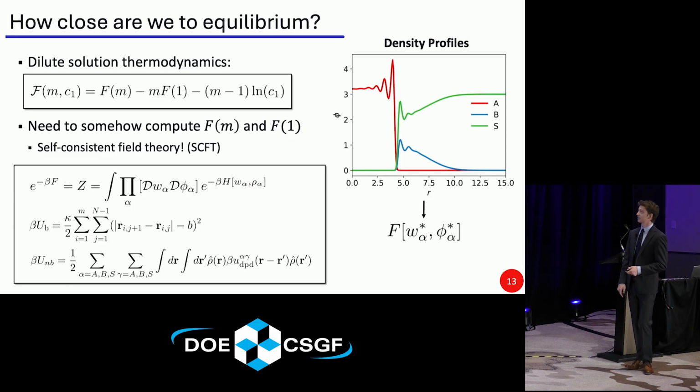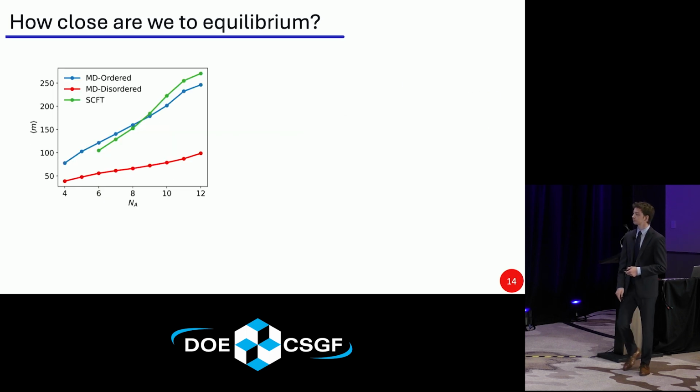But the main output of this is that you can get density profiles, which you can then use to compute the free energy through a free energy functional. And we saw that the results from the SCFT showed that we're very close to equilibrium. Our micelles are very close to the equilibrium size when we go through the direct dissolution as opposed to the co-solvent assisted dissolution.